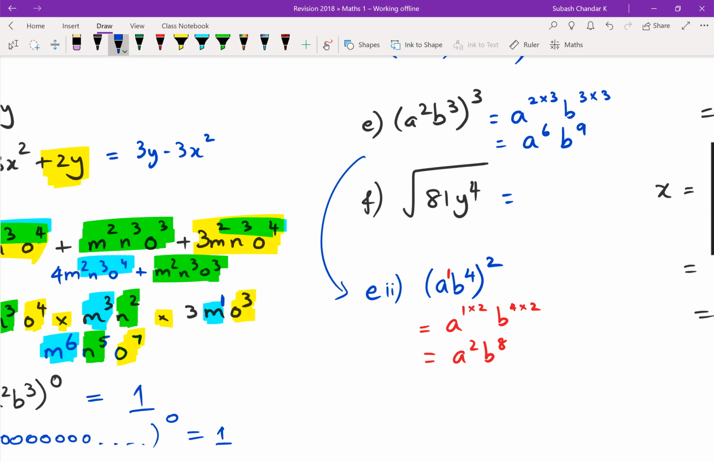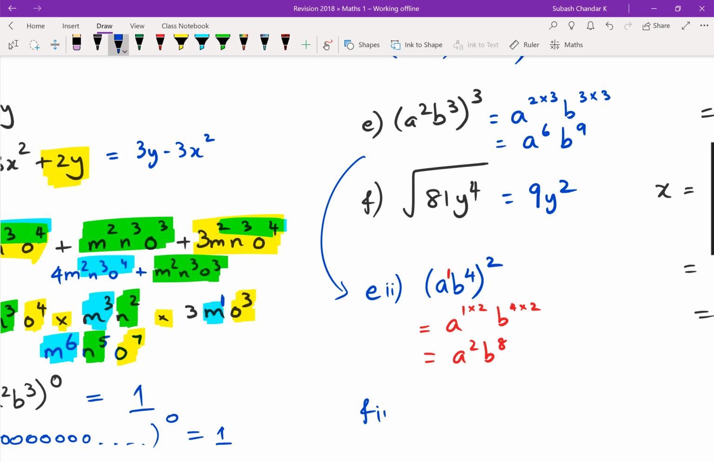Now as for f, you've got square root. Square root is just taking the square root of 81, that's 9, and then the square root of y to the power of 4. What you're doing is you're halving the power. That's what square root means. Square root means half the power. So if it's y to the power of 4, it's going to be y squared.